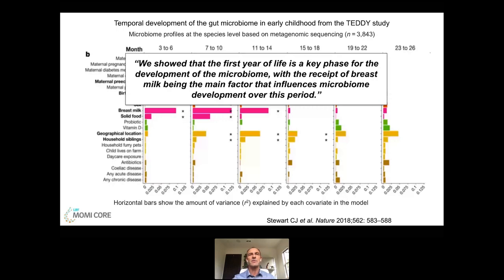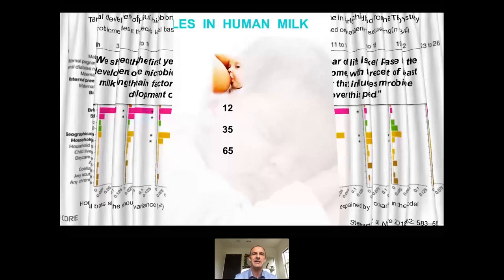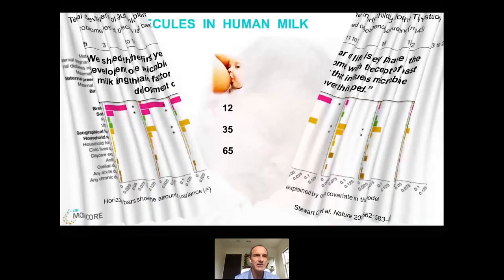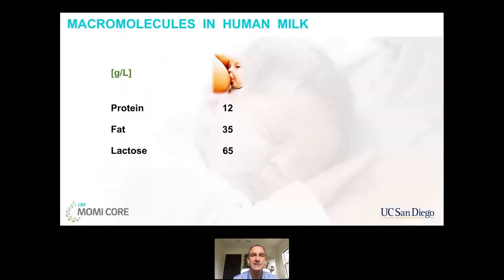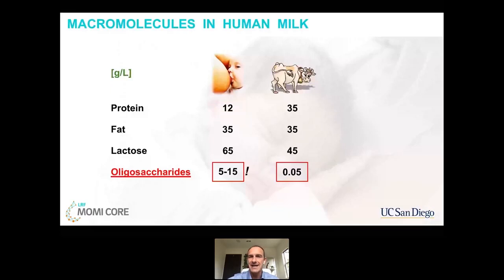So if we lift the curtain and see what is in human milk, you've seen already there are so many different bioactive components, so I'll just focus on the macromolecules here. There's protein, fat, lactose, and then there are oligosaccharides, 5 to 15 grams per liter in human milk, which often exceeds the amount of total protein. If we compare that to bovine milk, there are about 100 to 1,000-fold fewer oligosaccharides in bovine milk than in human milk, and some other species have different amounts of oligosaccharides, but really human milk stands out as being fairly unique.